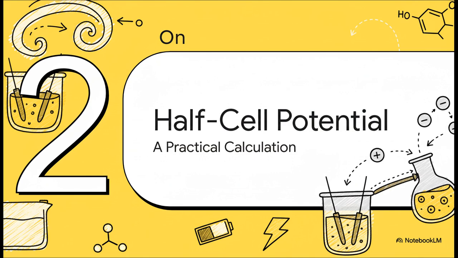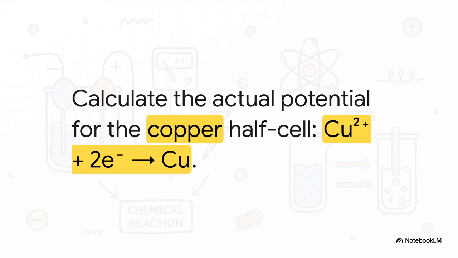Let's get our hands dirty with our first real calculation. We're not going to try to solve the whole battery at once. That'd be crazy. Instead, we'll use our new friend, the Nernst equation, to find the potential of just one part of it, a single half cell. So our specific mission, should we choose to accept it, is to figure out the voltage of just the copper electrode.